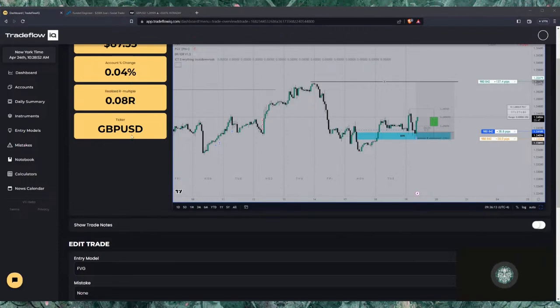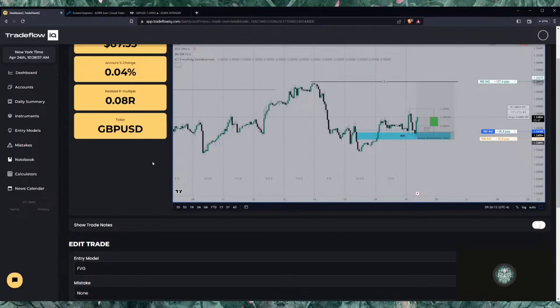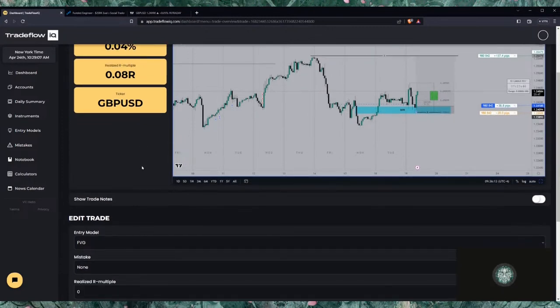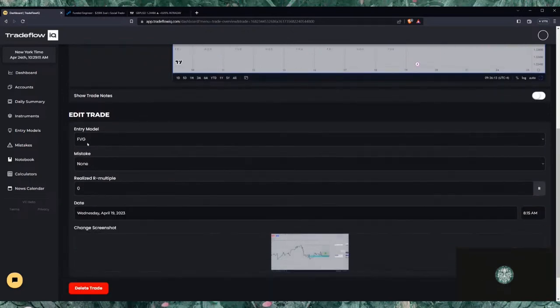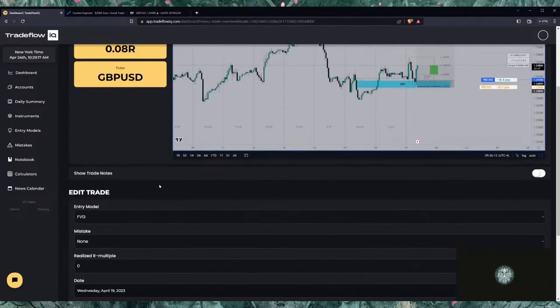But typically, I'm aiming for a 1:3 because my strike rate on average is about 50%. And I had just shown you previously the math. You only need a 30%, 33% win rate to be profitable, or to break even, pretty much. All right, so I managed that trade perfectly, so I don't have any mistakes tagged.